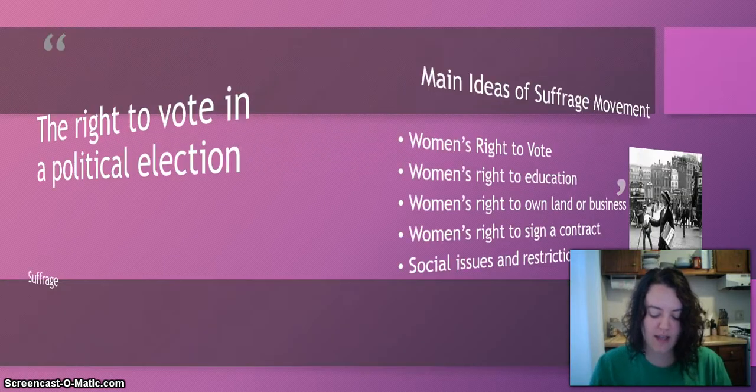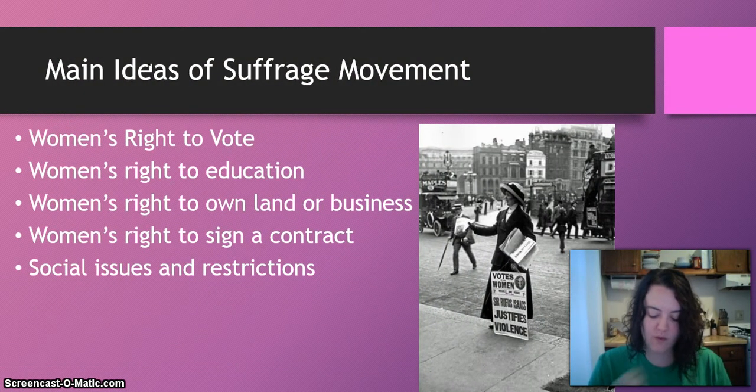Now your next question asks, what was the main point of the women's suffrage movement? Because we know that it wasn't only about votes. So the other issues are, of course, the women's right to vote, the women's right to an education, women's rights to own land or business, and women's right to sign a contract. And of course, we listed several social issues and restrictions that women were trying to overcome as well.